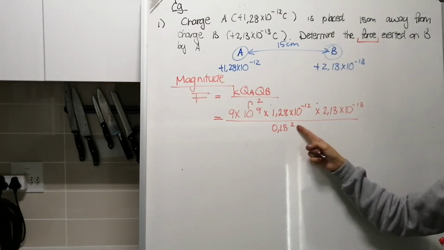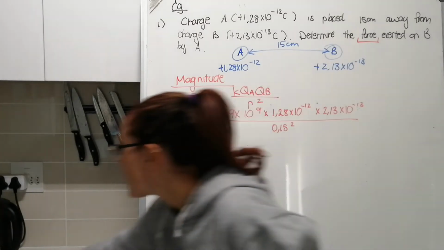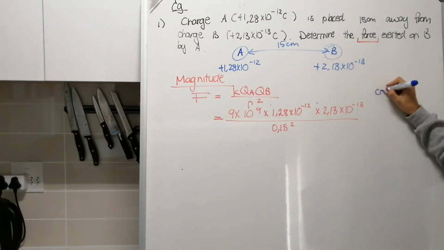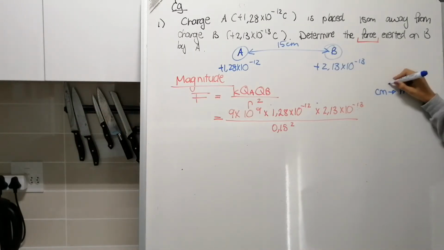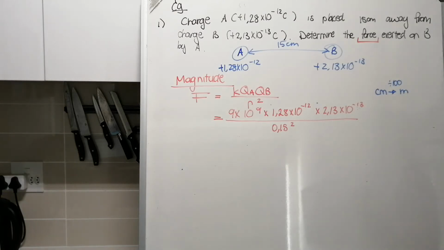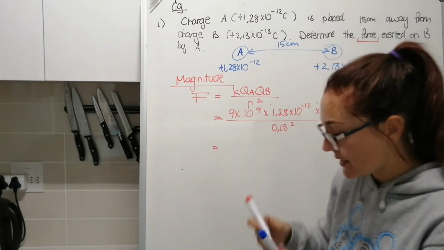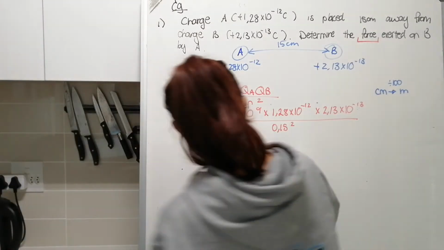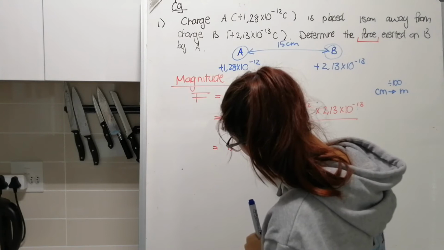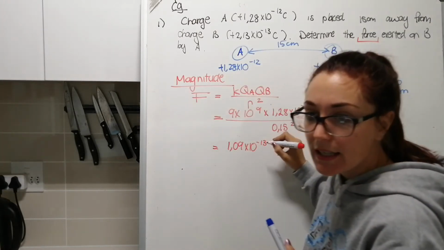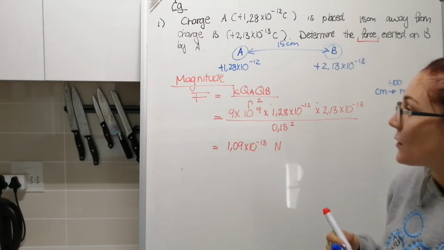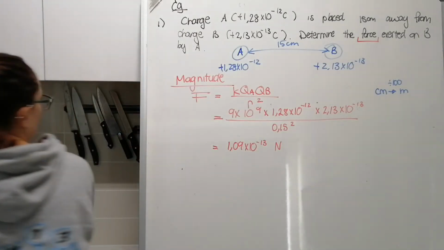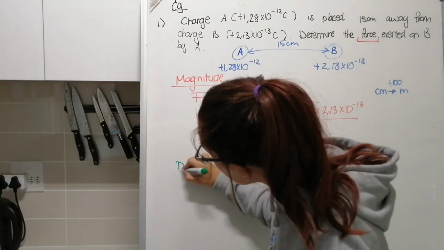Two things here. Don't forget to square it, please. And the second thing is, when we convert from centimeters to meters, you divide by 100. There are 100 centimeters in a meter. Okay, and we just chuck this in on our calculator. Okay, we get 1,09 times 10 to the negative 13 newtons. Okay, so we've determined the magnitude, but we're not done. We also need direction.